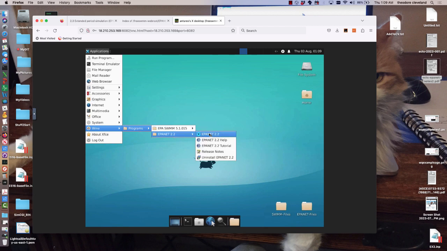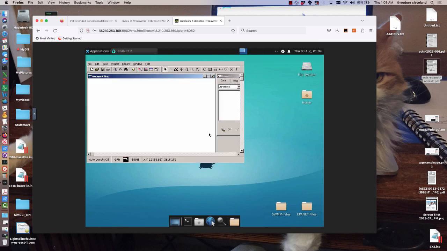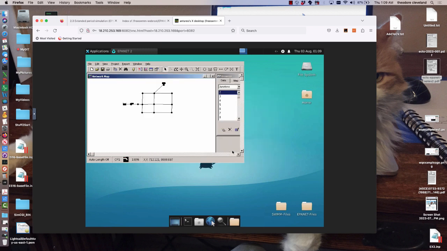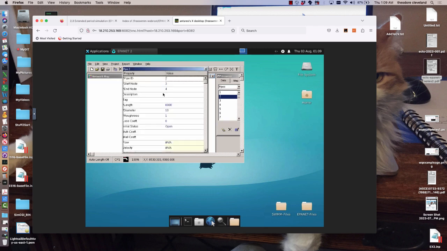So let's start the program. I'm going to open up example 8. So here's example 8, and let's take a look at the pipe dimensions. It looks like it's currently in feet. So 6,000 feet is about 2,000 meters. I'm going to switch to meters.